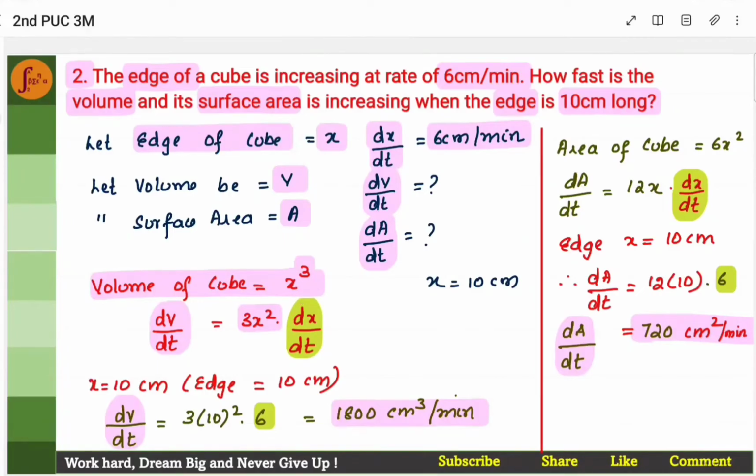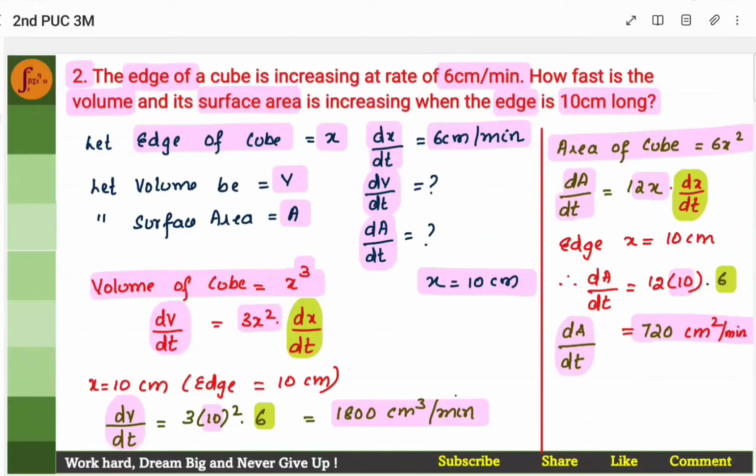You are differentiating x with respect to t, so dx by dt. dx by dt is given as 6 here. So I substitute 6 here. x is 10 centimeter, they've given the edge is 10 centimeter. Substitute x here and you will get dV by dt. Similarly, what is dA by dt? Area of a cube is 6x squared. Differentiate. You are differentiating x with respect to t, so dx by dt, which is given here as 6. You substitute 6, and edge x is 10. So you get dA by dt here.